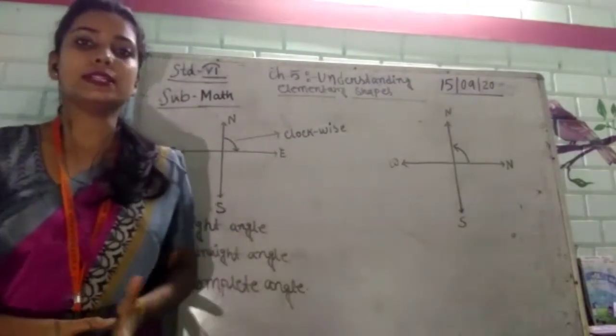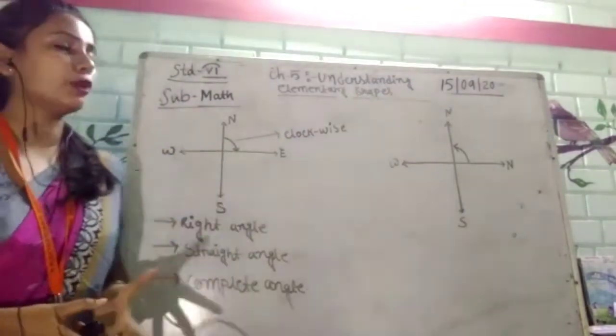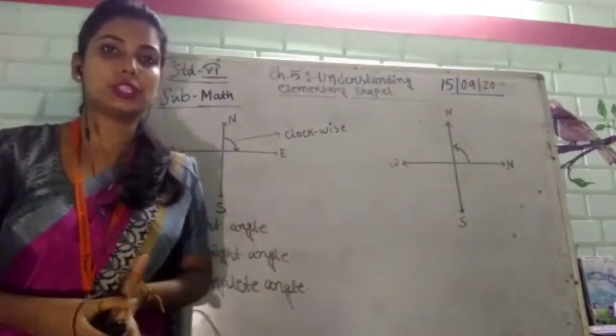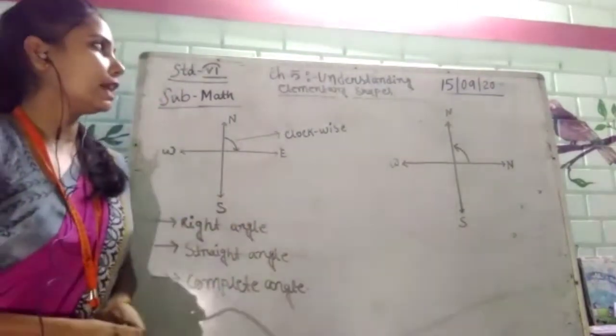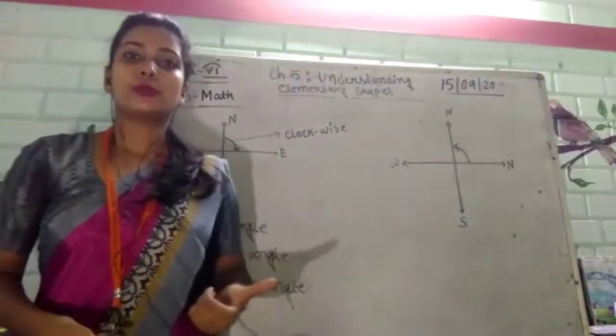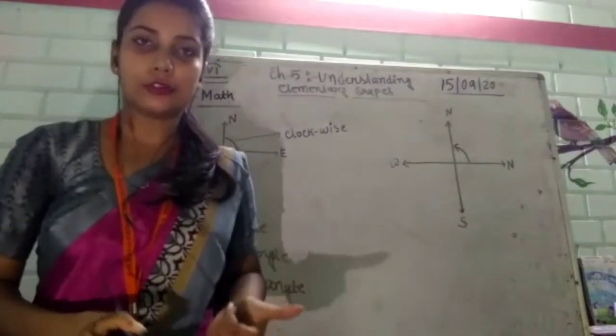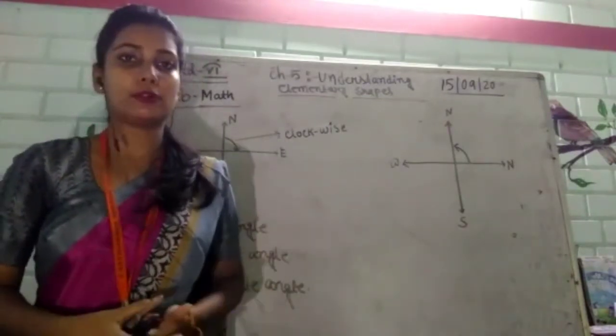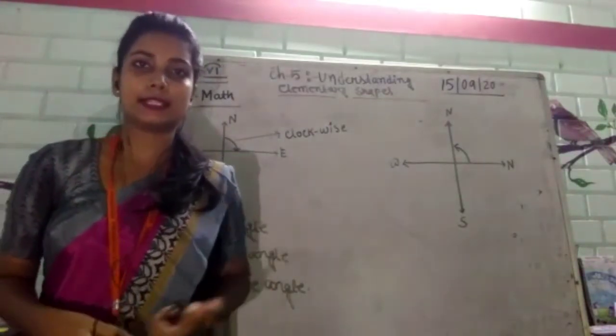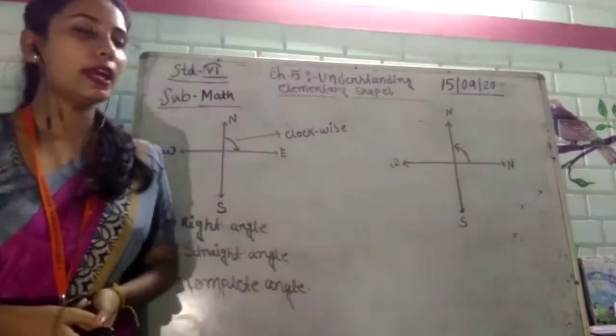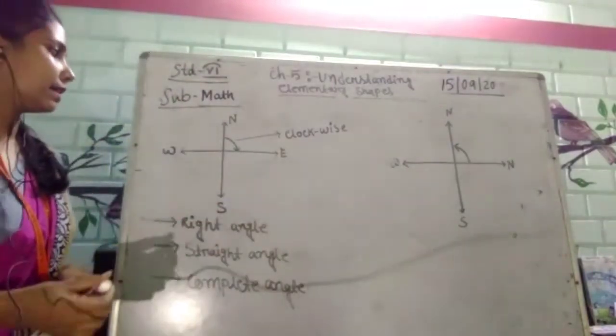So dear students, our exercise 5.1 is already completed, which is from chapter 5, Understanding Elementary Shapes. Before starting exercise 5.2, we should know some basic things about exercise 5.2. Okay, so let's discuss these things.